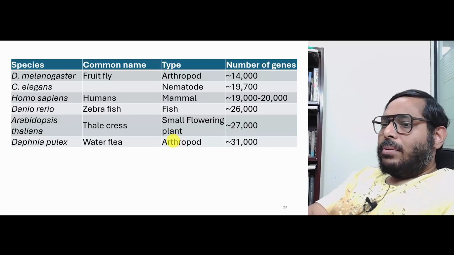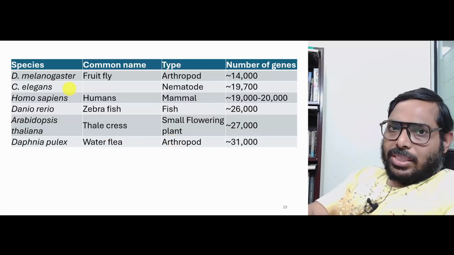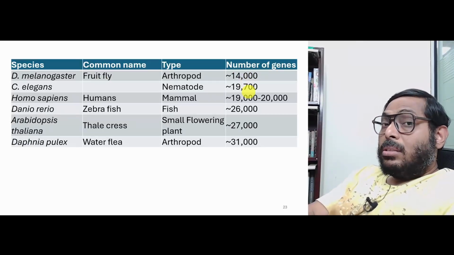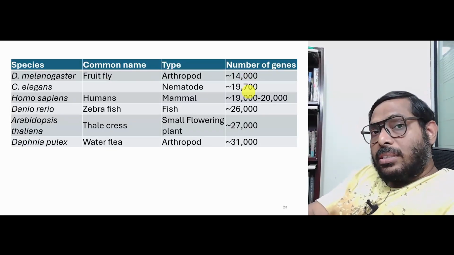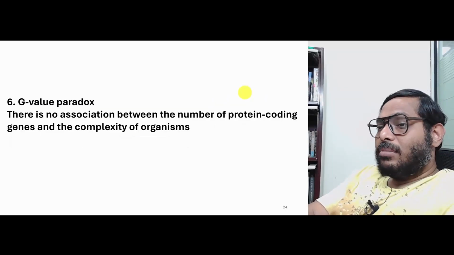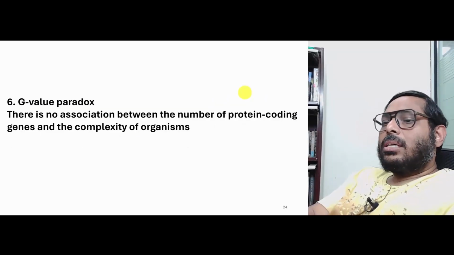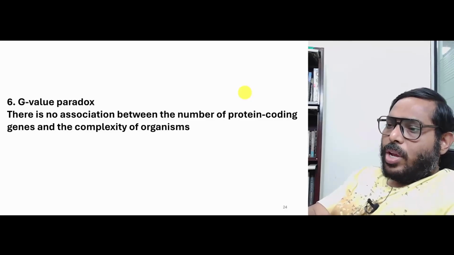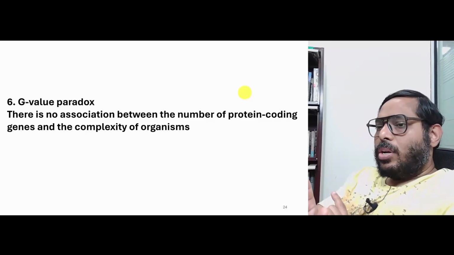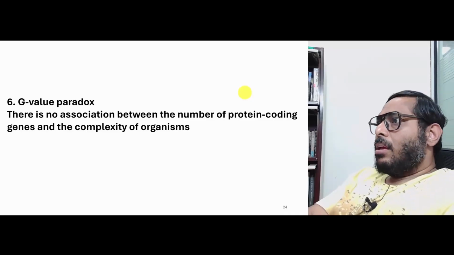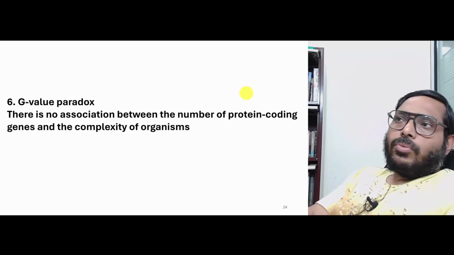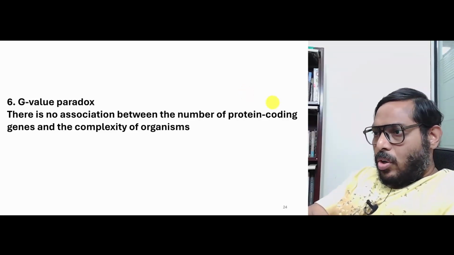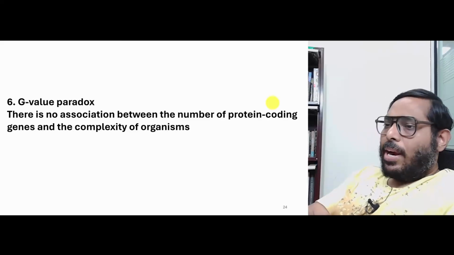So, taken together, it is pretty obvious that there is no correlation between the number of protein coding genes and the complexity of the organism either, and this is what is known as the G-value paradox in the literature. No association between the number of protein coding genes and the complexity. So now obviously comes the question, why? What explains the G-value paradox?